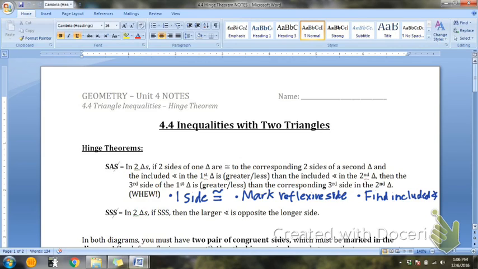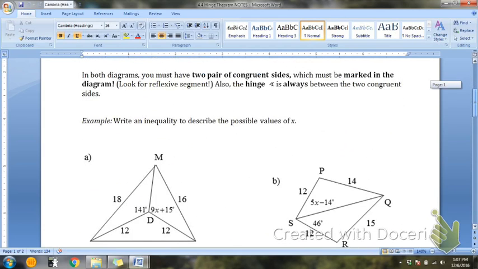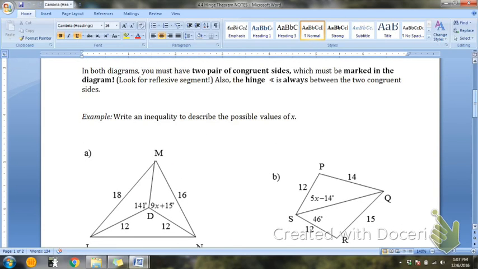In both of the diagrams, you must have two pairs of congruent sides, which we've already talked about, right? One of them is usually going to be the reflexive side. And then one of them should already be congruent. The hinge angle is always between the two congruent sides. You should underline that, please. The hinge angle is always between the two congruent sides. It's the included angle, the one between the two sides.